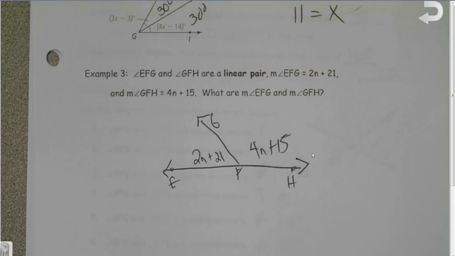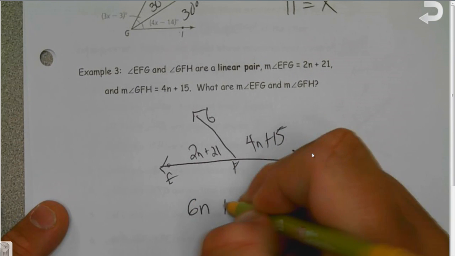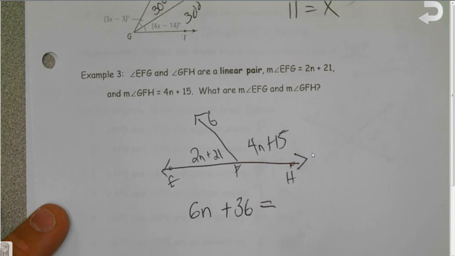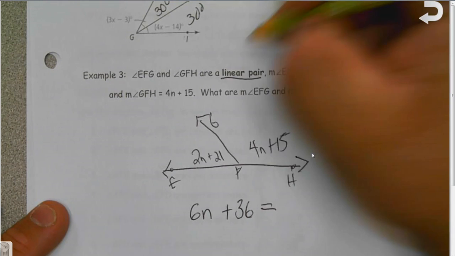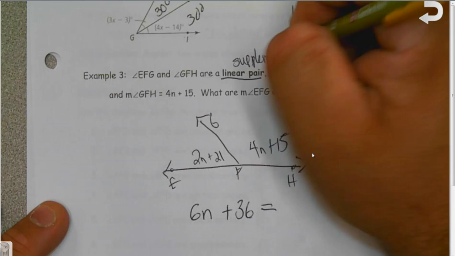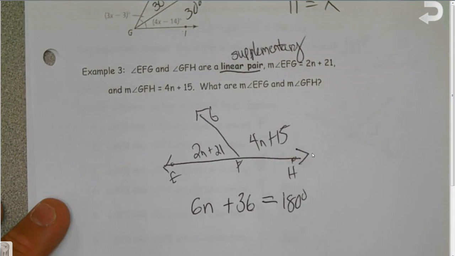Can I set them equal to each other? No. Since I can't set them equal to each other, what do I have to do with the two things? Add them together. So if I add them together, I get 6n plus 36. But what are they equal to? Well, it's a linear pair. And I said think supplementary whenever you see that. That means they're equal to 180 degrees.